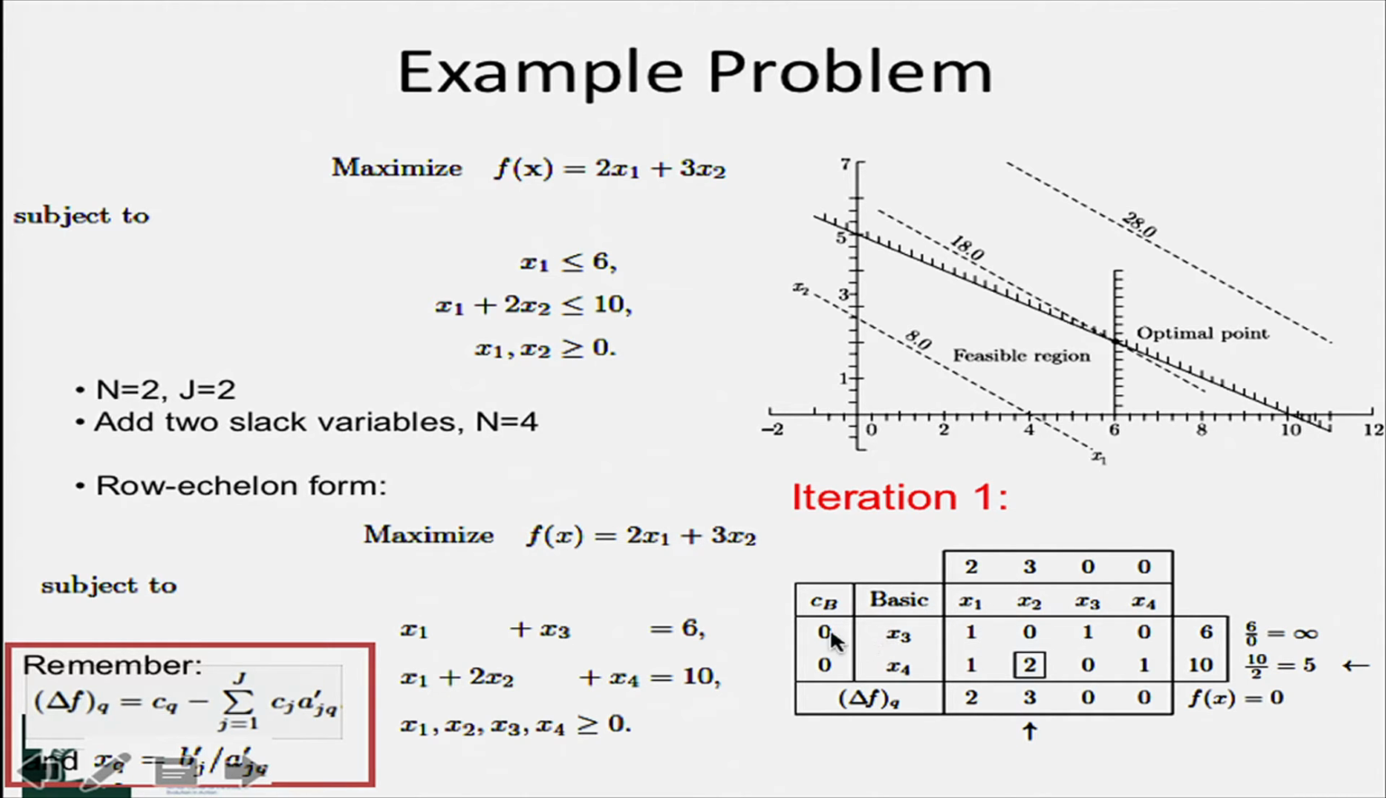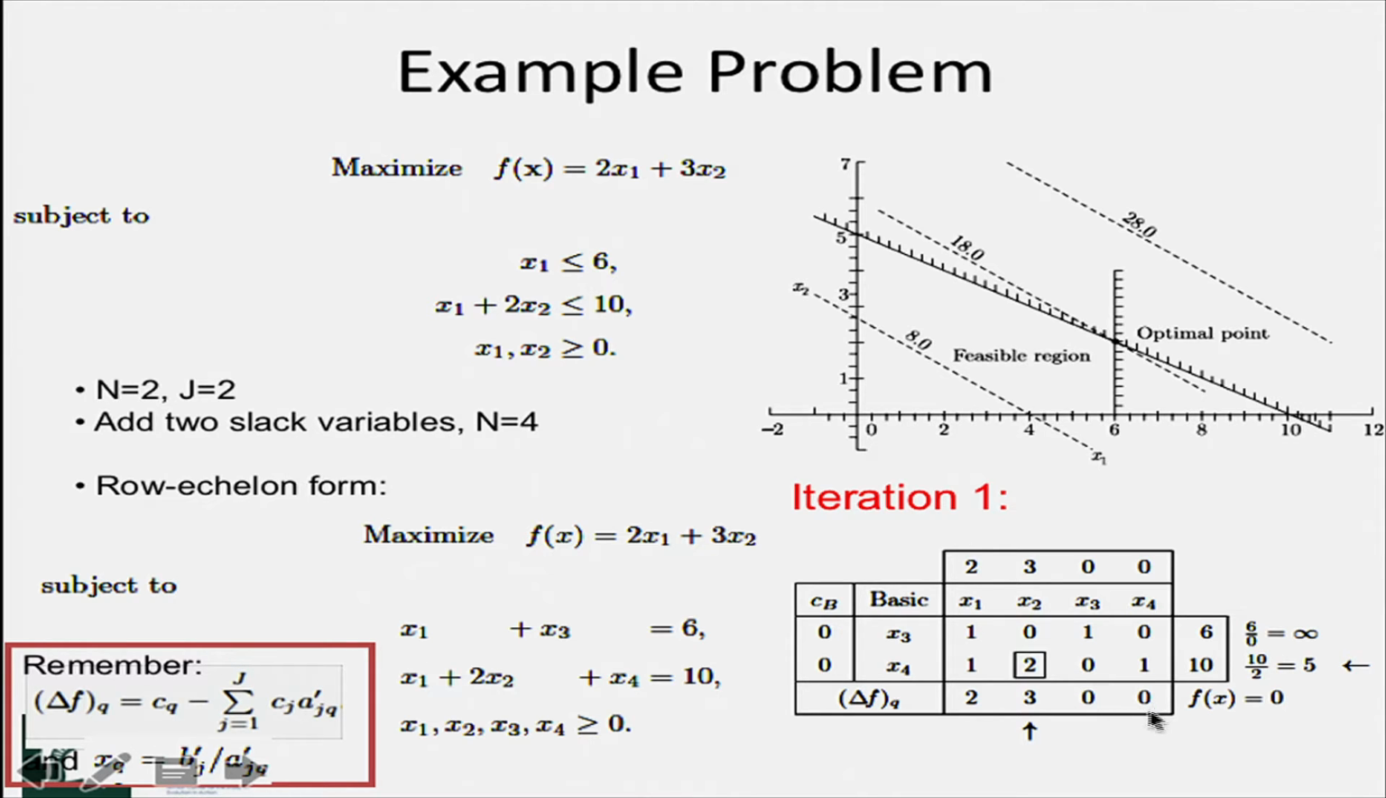So 2 minus 0 times 1 minus 0 times 1 is going to be 2. 3 minus 0 times 0 minus 0 times 2 is 3. Well, you only have to do this for non-basic variables, and here there are 2 non-basic variables right here. But usually we continue. We don't keep track here, when doing this manually, of which is basic and non-basic. So we just continue to do 0 minus 0 times this minus 0 times this.